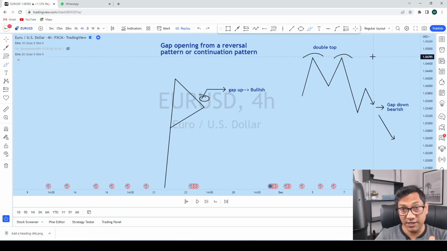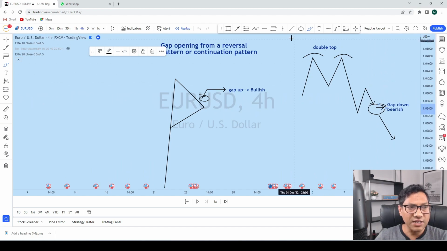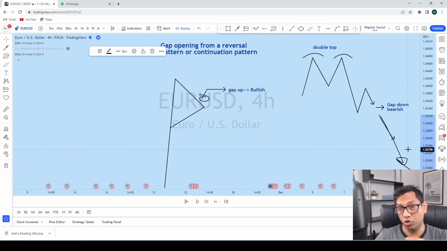Now, looking at this one here, this is a double top. As you know, this one is a continuation, but this one is a reversal pattern. So once you see this kind of reversal pattern, after it has developed, if you see the price open with a gap and disconnect from that reversal pattern, highly likely the price will continue to drop. This is a huge probability.